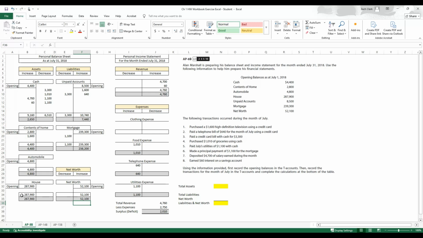So we've summarized or completed all our T accounts, and now the final step is to add all of our ending balances for assets. So I'm just going to put equals and then plus signs here to add together all of our ending balances for assets. So I get 299,750, our total assets.